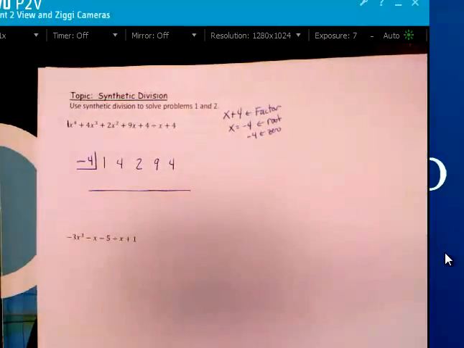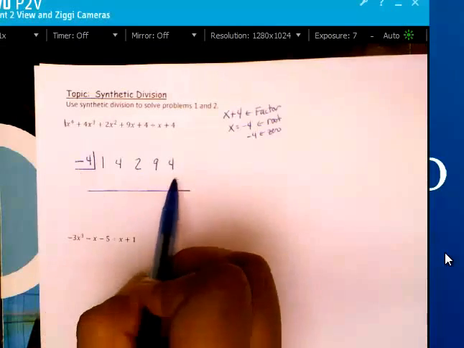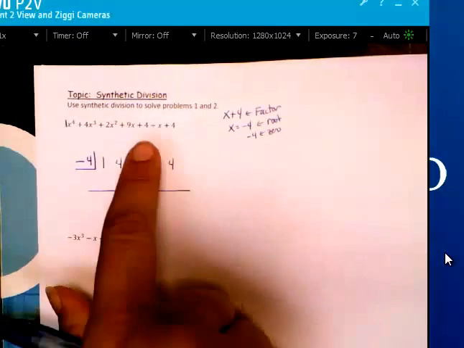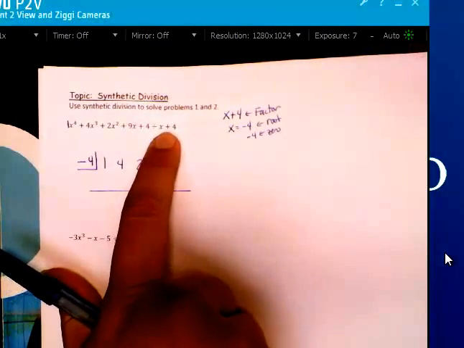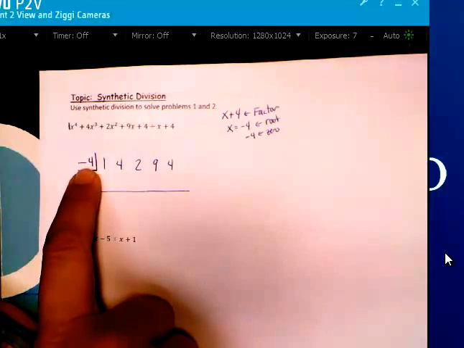Leave some space and then put a line. So this is our setup for synthetic division. Again, here x plus 4 is written in factor form, so we use the 0 of that.